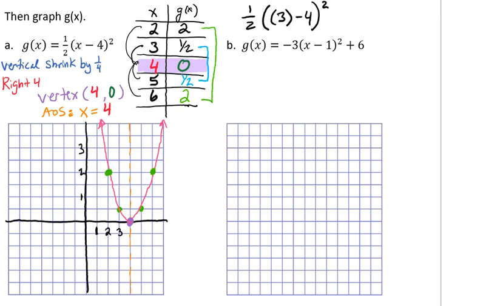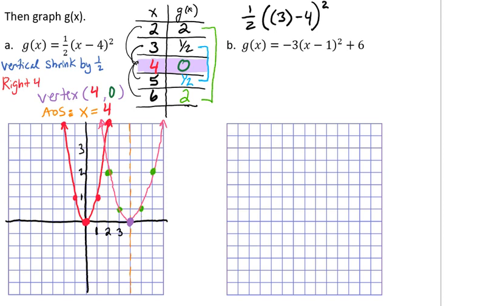Now the parent function of x squared would have had a vertex at 0, 0, and then points at 1, 1, and at 2, 4. And so if we graph the parent function here, we can see the change. As we see, we have a vertical shrink by 1/2, so it went from a 1 to a 1/2, right? So it shrunk down, and it moved to the right 4 places.